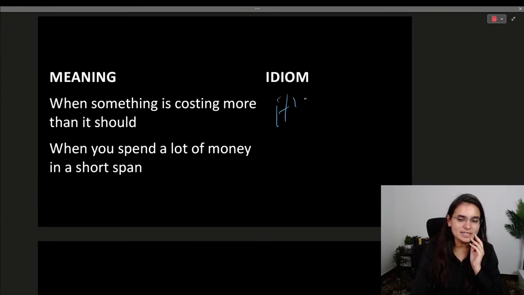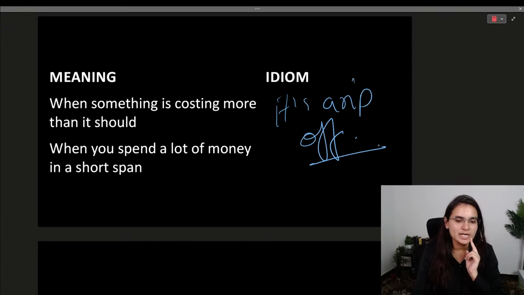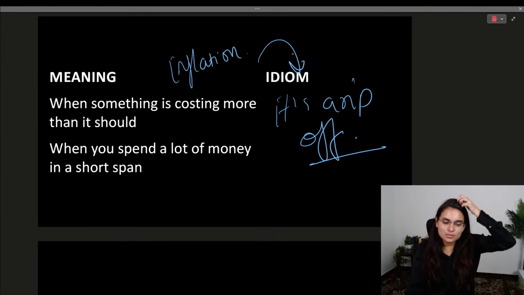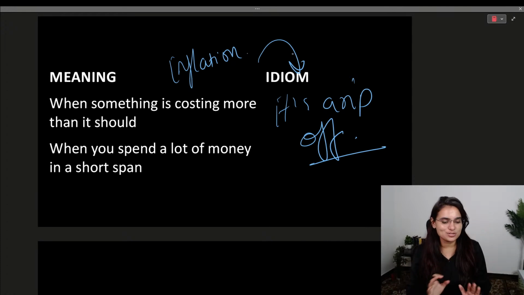All right. Yes, the correct idiom is it's a rip off. When something is way more expensive than it should be, it's a rip off. Inflation is a good word, but I'm asking about idioms. There's a difference. Words and idioms are two different situations.